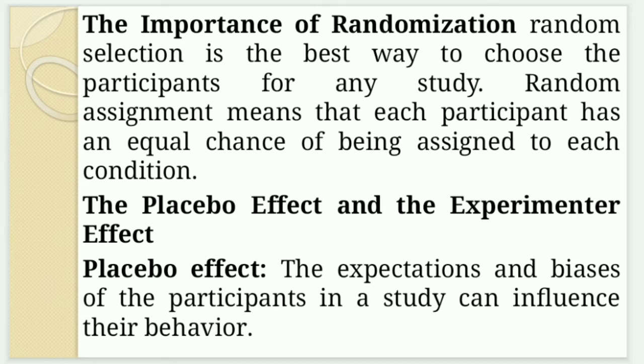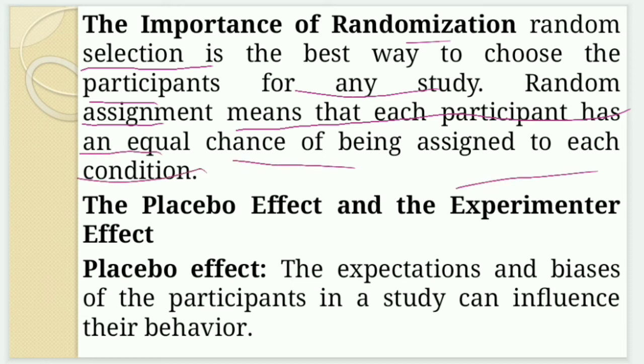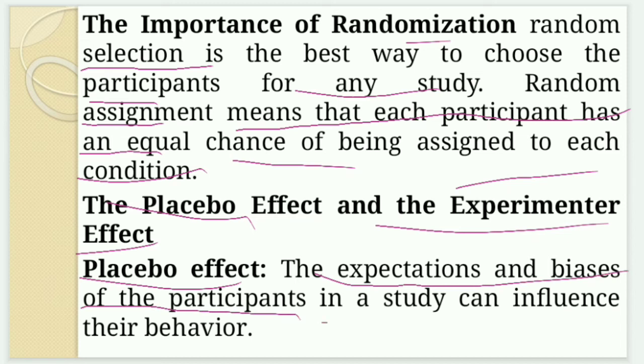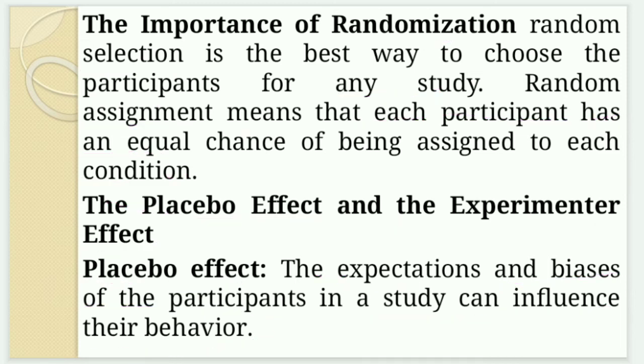The importance of randomization. Random selection is the best way to choose the participants for any study. Random assignment means that each participant has an equal chance of being assigned to each condition. The placebo effect and the experimenter effect. Placebo effect. The expectations and biases of the participants in a study can influence their behavior.